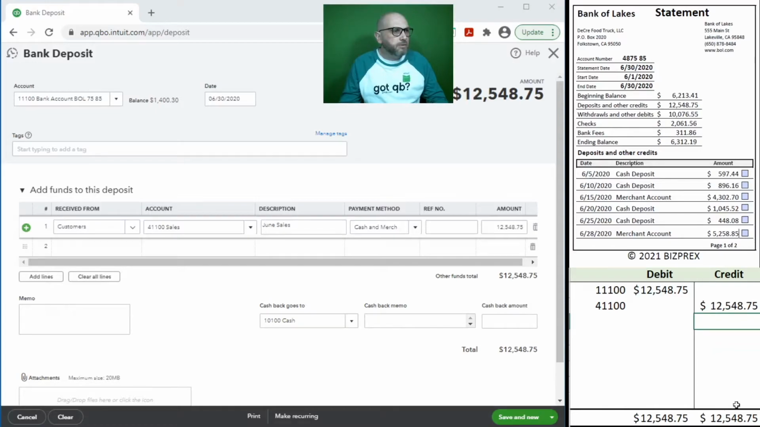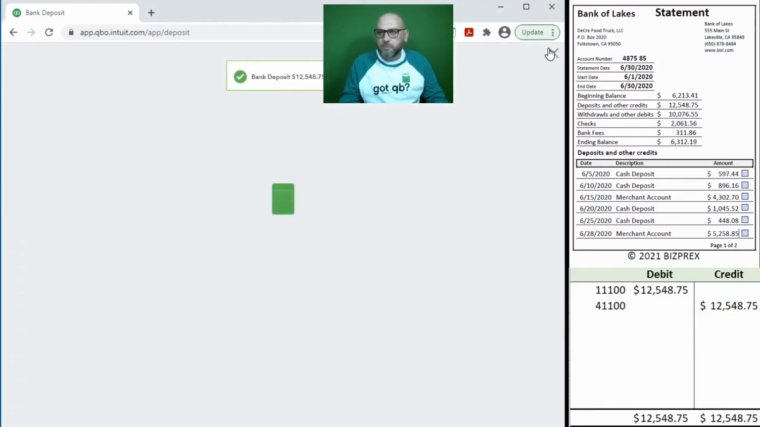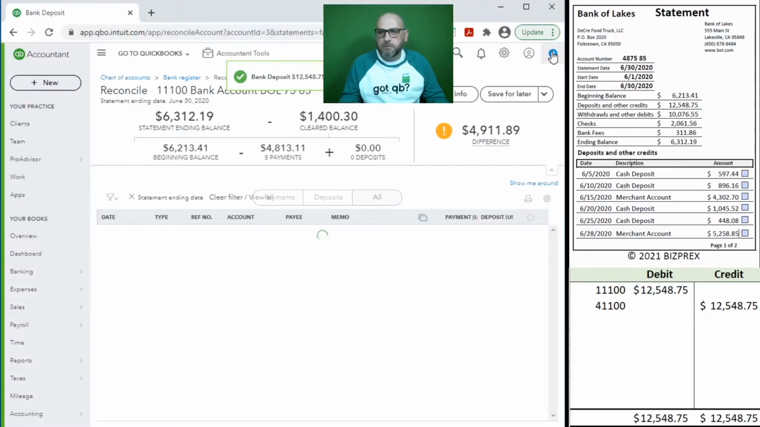So here it is. Debits and credits are in balance, right? This amount right here is a credit to account 41,100. Therefore, sales revenue goes up when it's credited. What else is happening? This amount right here is a debit to account 11,100. That's our bank account. It's an asset, right? And assets go up when debited. So this amount right here is a debit and increases our bank account. Okay, saving new.